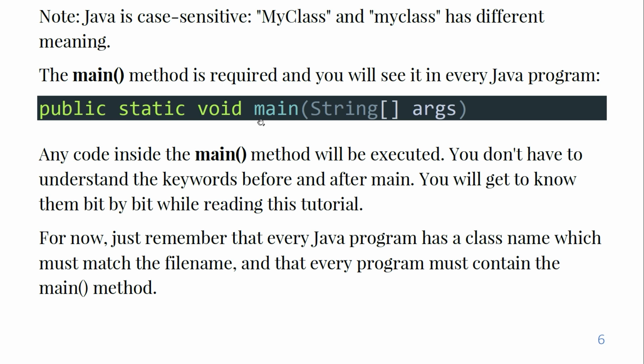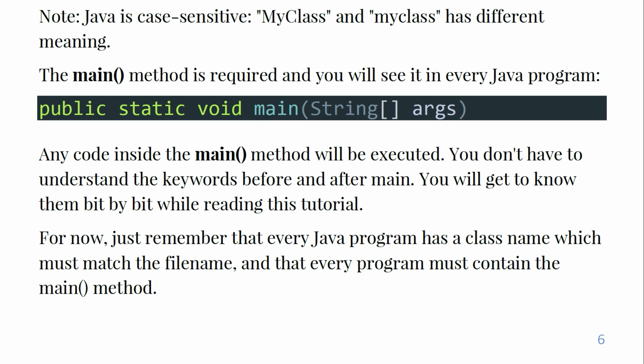So, the main method. This is called the main method. This is the syntax of the main method that runs all the code and the methods that are added inside the Java program. Any code inside the main method will be executed. We will learn about methods, classes, and other complex concepts later on. Till now, we are moving step by step and we are doing well. You don't have to understand the keywords before and after main. You will get to know them bit by bit while reading this tutorial.